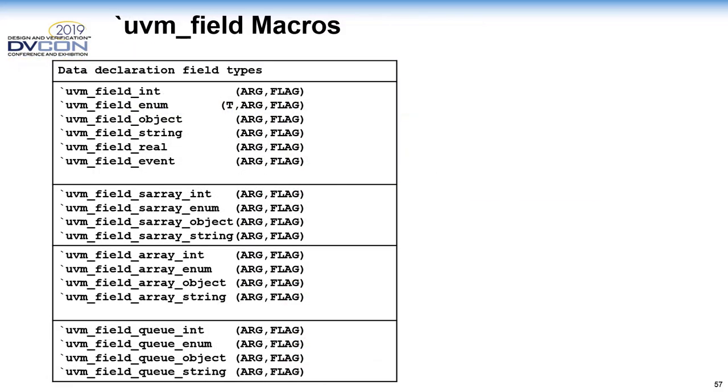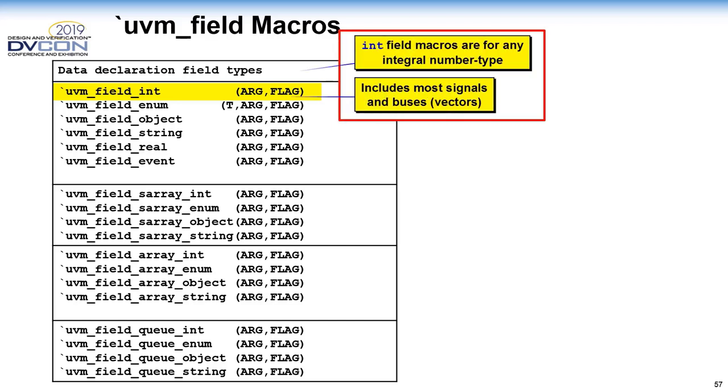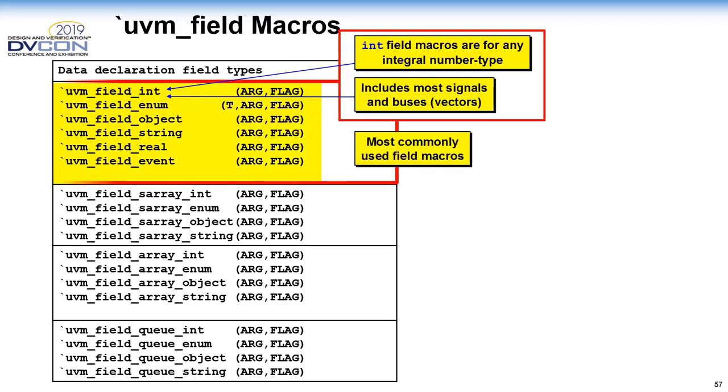When it comes to field macros, these are the field macros that you have available to you. You've got UVM field int, and that's the most common one you're going to use. That's all your buses, your bits, your signals. Typically, you're going to declare those to be UVM field int. Those are some of the most common ones, along with ones for enumerated types, object handles, strings, real numbers, and events. Then if you start doing things like static arrays, there's static array field macros.